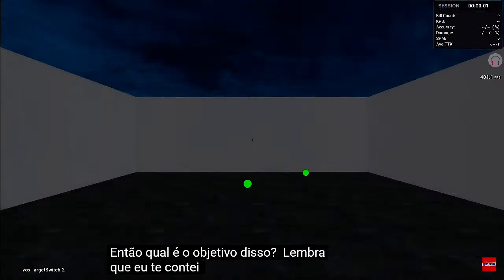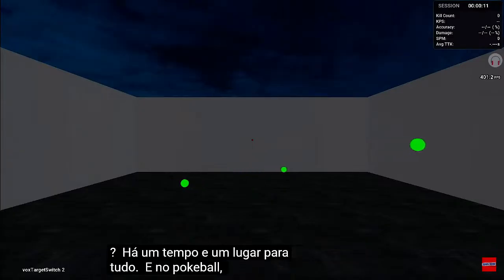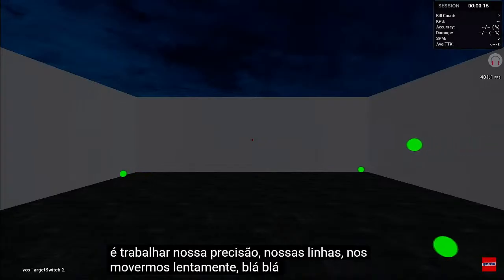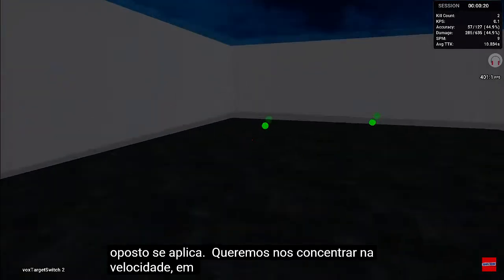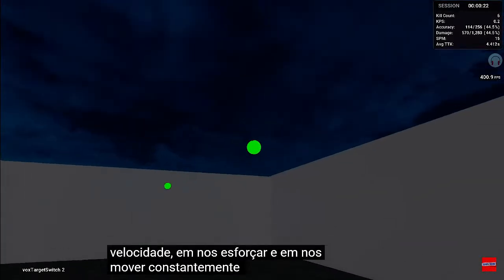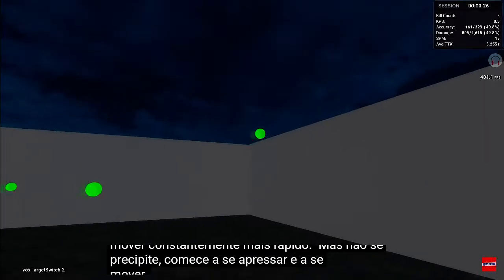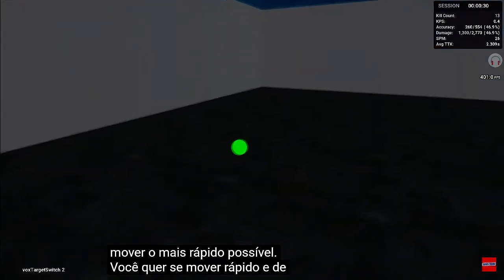So what's the point of this? Remember how I told you this very important thing. There's a time and a place for everything. And in pokeball, the point is to work our accuracy, our lines, moving slowly, blah, blah, blah. Here, the opposite applies. We want to focus on speed, on pushing ourselves and constantly moving faster. But don't get ahead of yourself and start rushing and start moving just as fast as possible. You want to move fast in a controlled way.